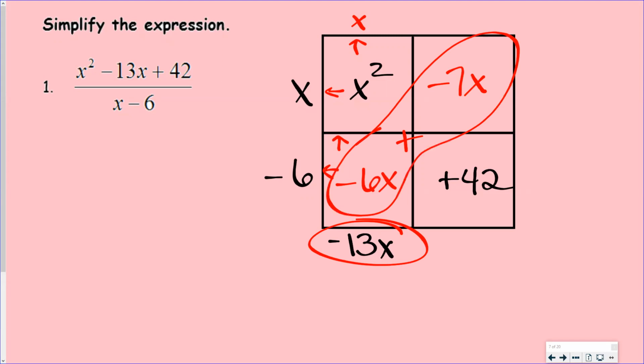All right, so if I have negative 7x already, if I go to the left, I have an x. So on top, I would need another negative 7. Lastly, I got to make sure that this number is right. Is negative 7 times negative 6 positive 42? It is. So that means I have my answer.